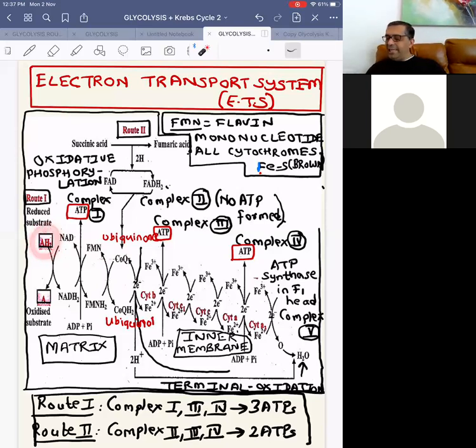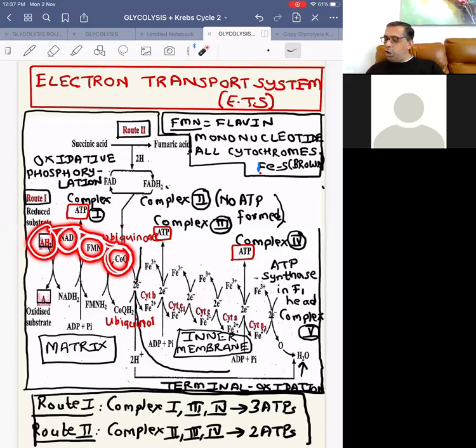Who was the first acceptor of hydrogen? NAD, to become NADH2. From NADH2, where did it go? FMN, to become FMNH2. From FMN, where did it go? Coenzyme Q, to become coenzyme QH2. So hydrogen has passed 4 times: from substrate to NAD, from NAD to FMN, from FMN to coenzyme Q.